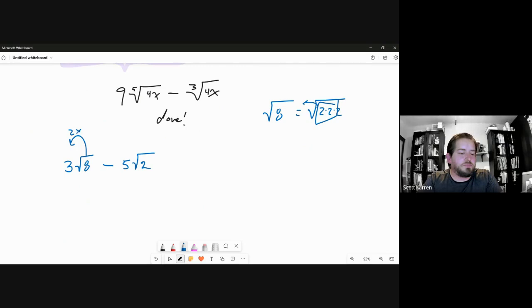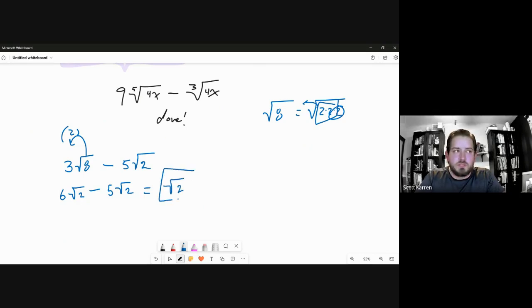So that is now a 6. What's left is that one last 2. So it's 6 times the square root of 2 minus 5 times the square root of 2. Now they're the same type of terms. So they're root 2 terms. I can take 6 minus 5. That's 1. So I'm just left with 1 square root of 2, or just the square root of 2. And that's it. Done. Easy.